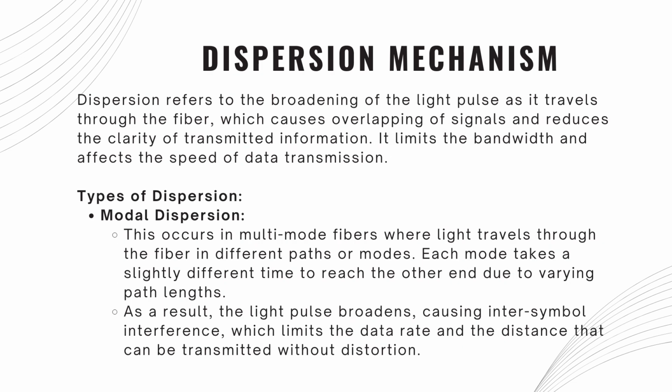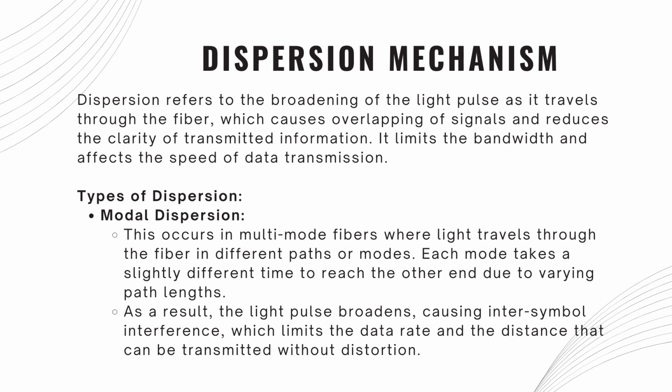Dispersion refers to the broadening of the light pulse as it travels through the fiber, which causes overlapping of signals and reduces the clarity of transmitted information. It limits the bandwidth and affects the speed of data transmission. Types of dispersion. Modal dispersion.